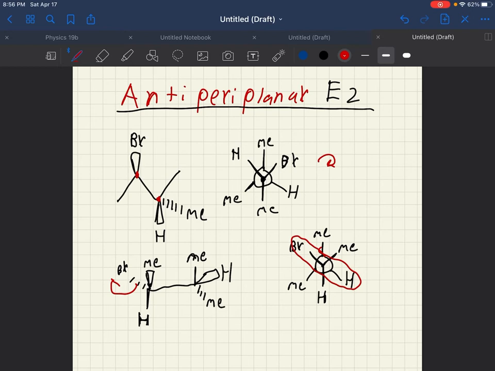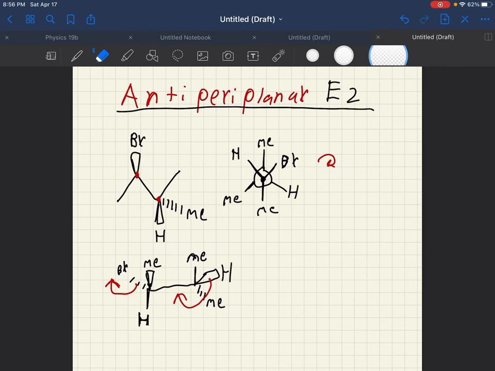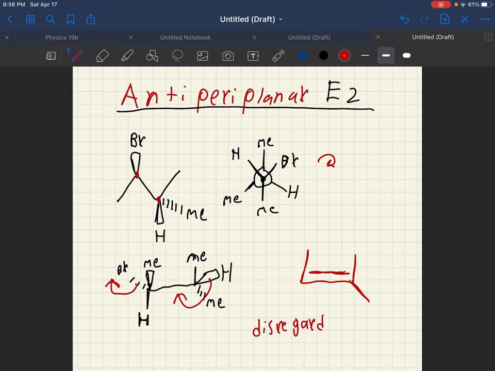So the bromine could leave if this is an E2 reaction, and the hydrogen could attack, and that would give us our product, which would look like this. And that would be your product if you actually did this all properly. And once again, remember, disregard this if it's an E1. This only occurs if it's an E2.